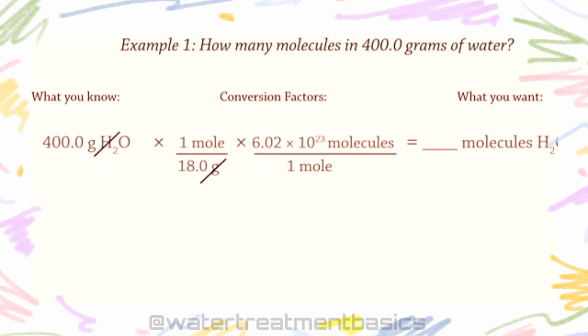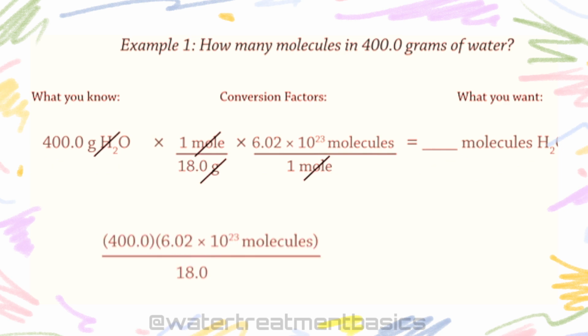Grams of water cancel, and moles of water cancel, leaving us with molecules of water. 400.0 times 6.02 times 10 to the 23rd divided by 18.0 equals 1.3 times 10 to the 25th molecules of water.